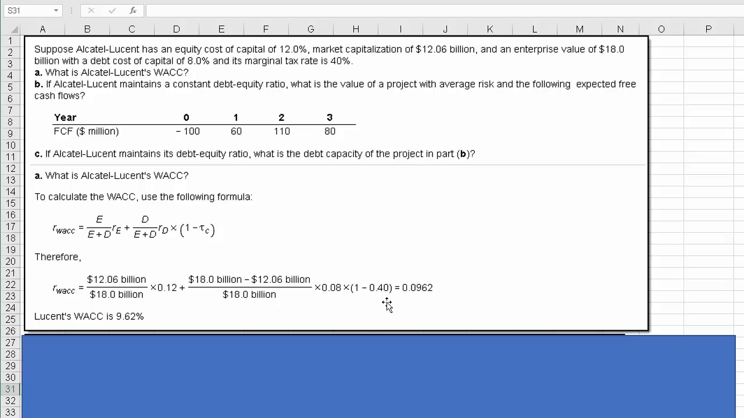And of course, I'd recommend you use Excel to do this. Now, the illustration here just shows you the math, but it's just basic math, and Excel can do that for you. So Lucent's weighted average cost of capital is 9.62%.